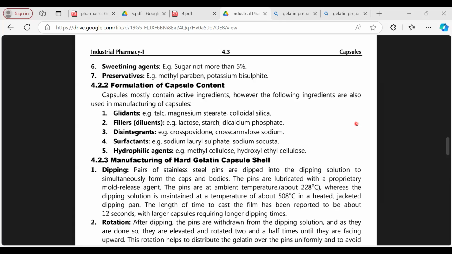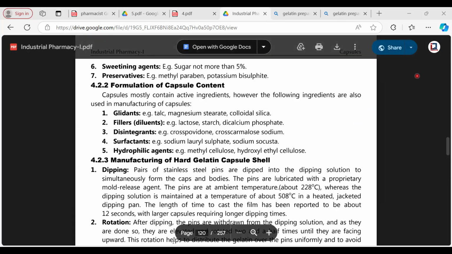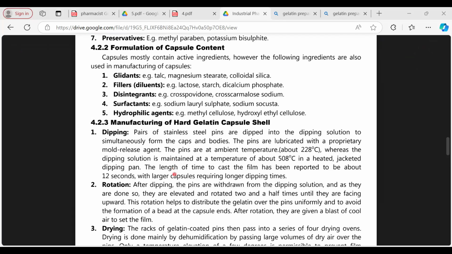In capsule shell preparation, gelatin and plasticizer are important. How capsule shells are prepared, I will explain to you. For capsule shell preparation, we have the rotary pin method. We will see the video and also the theoretical part. So let us see the theoretical part. There are certain steps.